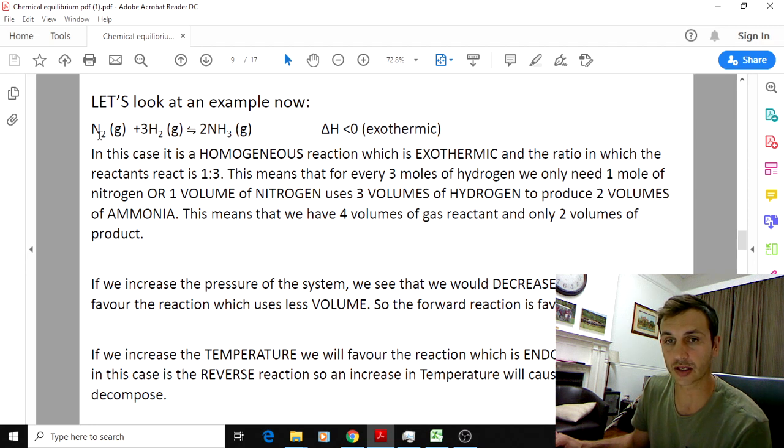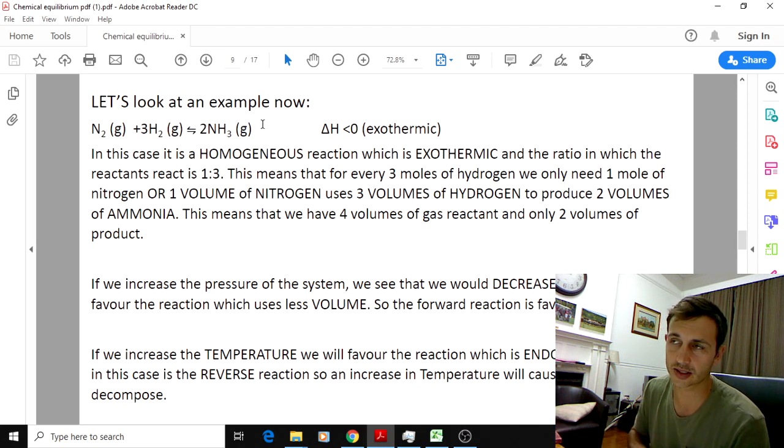How do we determine that? We look at the mole ratio. This is 1, that invisible 1 there, that's 3. So in total the reactants is 1 plus 3, which is 4. And the product is only 2.